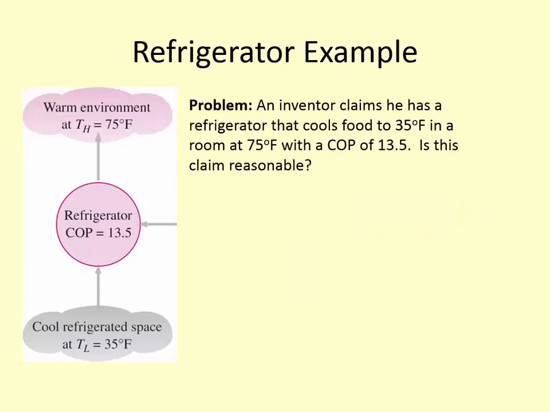So let's do an example with this refrigerator. There's an inventor who claims he has a refrigerator that cools food to 35 Fahrenheit in a room at 75 Fahrenheit, and he says the COP of this fridge is 13.5. So we have to find out if this claim is reasonable. How would we approach this?